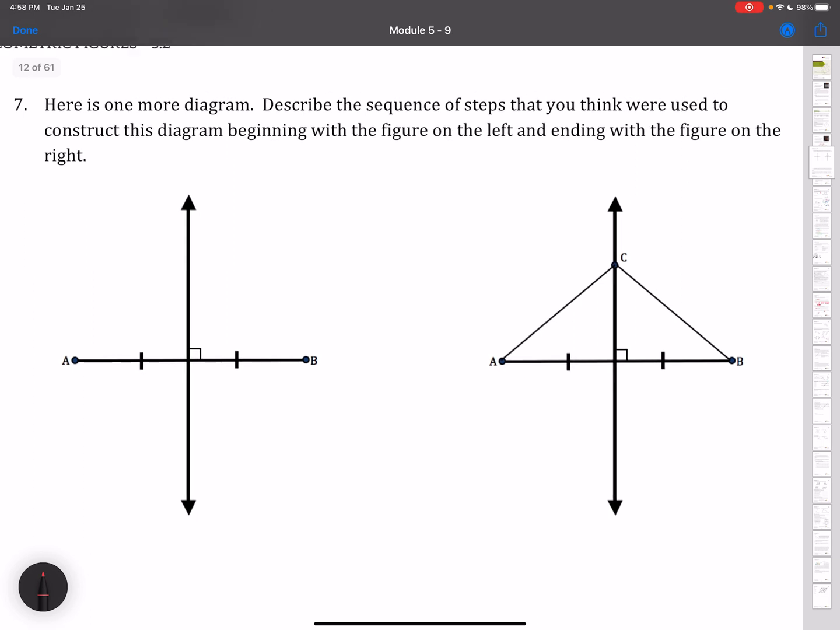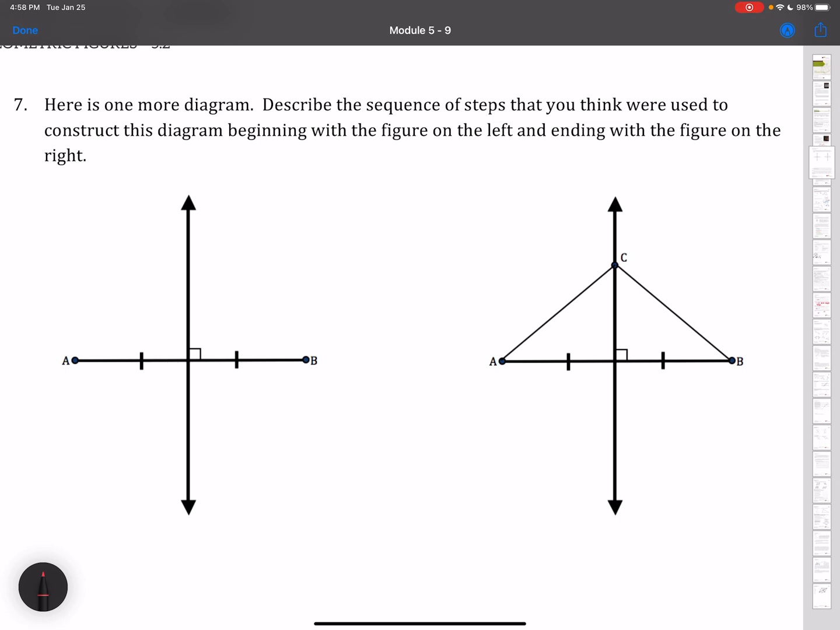Okay, number 7. Here's one more diagram. It says, describe the sequence of steps that you think were used to construct this diagram, beginning with the figure on the left and ending with the figure on the right. So how could we create these diagrams? What do you think we could do to create these diagrams?